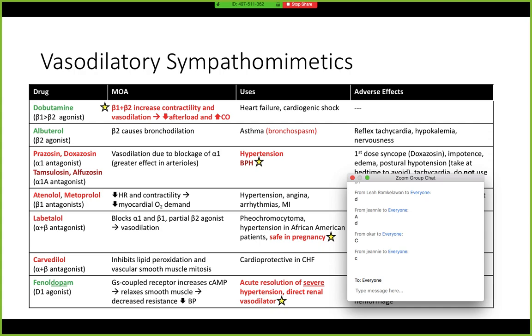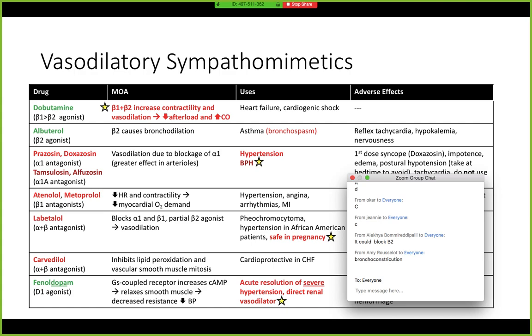Why would propranolol in an asthmatic patient be a bad idea? Think about the mechanism of action. You're giving a patient albuterol, which is a beta 2 agonist, to treat asthma. Propranolol is a non-selective beta blocker, so it can block both beta 1 and beta 2. So you can actually get bronchoconstriction from the use of propranolol.